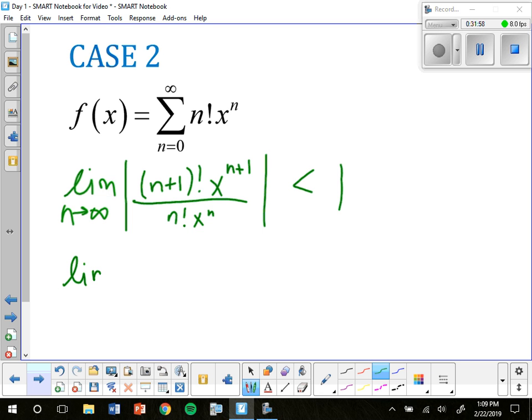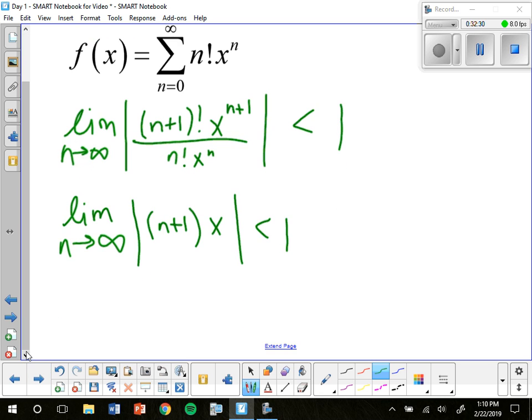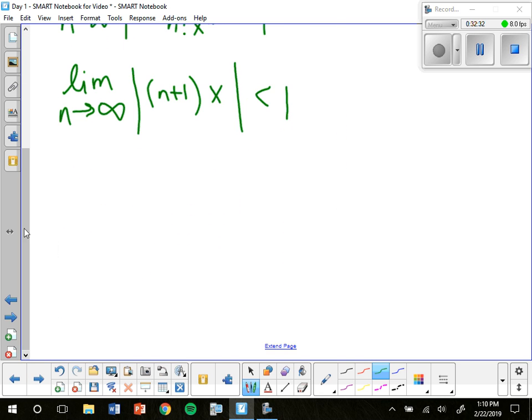What's my next step? Simplify. That's really messy, but ratio test does lots of canceling with factorials and exponents. Is there anything that cannot cancel? No. So I'm going to start with the factorials. What's n plus 1 factorial over n factorial? Just n plus 1, in the numerator. What's x to the n plus 1 over x to the n? X. Just x in the numerator. And we need to figure out what values of x make that less than 1.